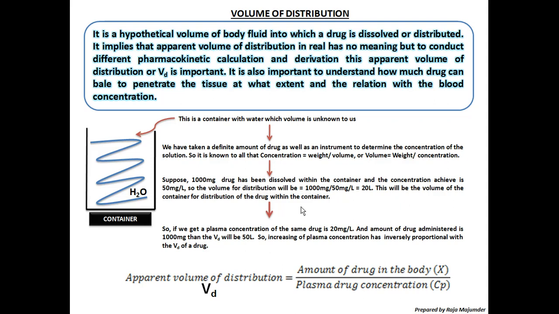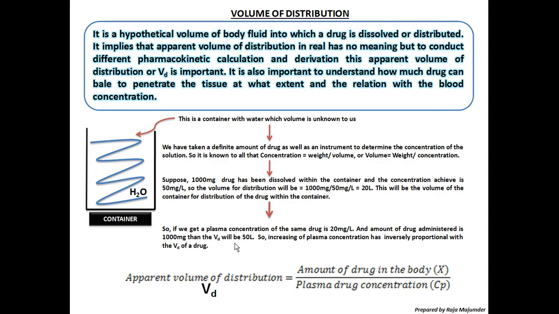Now if you get a plasma concentration of 20 mg per ml and the amount of drug administered is 1000 mg, in that case the volume will be 50 liter. So here we can see that when we got a concentration of 50 mg per ml, the volume of distribution is 20 liter. But when you got 20 mg per ml plasma concentration, which is decreasing, we get a high volume of distribution, 50 liter. So plasma concentration is inversely proportional to the VD of a drug.